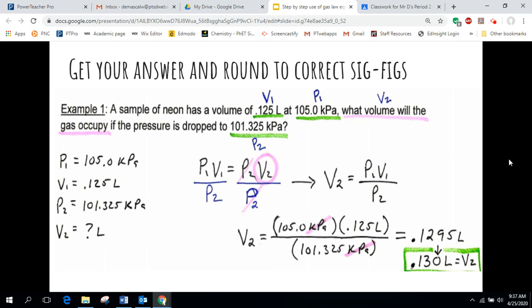That should help you with the testable material, which is being able to look at the problem. For instance, you should be able to look at this problem, realize that pressure and volume are the only variables included. So the Boyle's law equation is what you want to use. P1V1 equals P2V2.